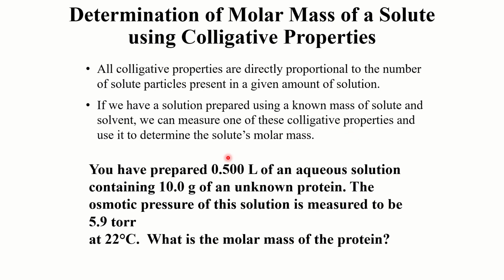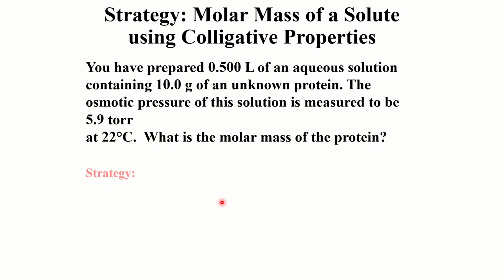So suppose you were given this question. You have prepared 0.500 liters of an aqueous solution containing 10 grams of an unknown protein. The osmotic pressure of the solution is measured to be 5.9 torr at 22 degrees Celsius. What is the molar mass of the protein? Let's walk through this one. Let's think about a strategy here.